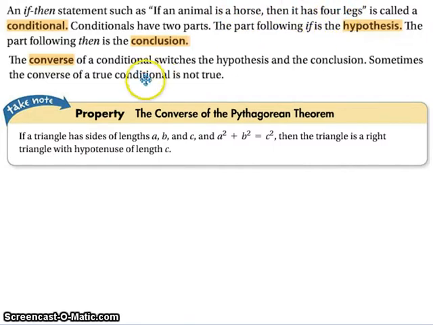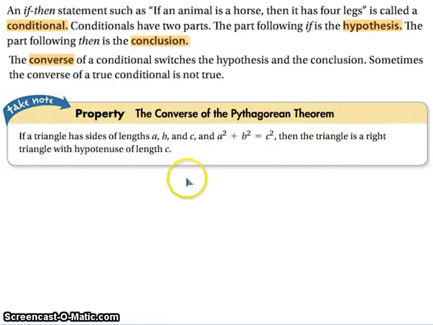Well, we have something called a converse. The converse of a conditional switches the two. So if we switch this, it would say, if it has 4 legs, then an animal is a horse. Well, that's not always true. Sometimes the converse of a true conditional is not true.